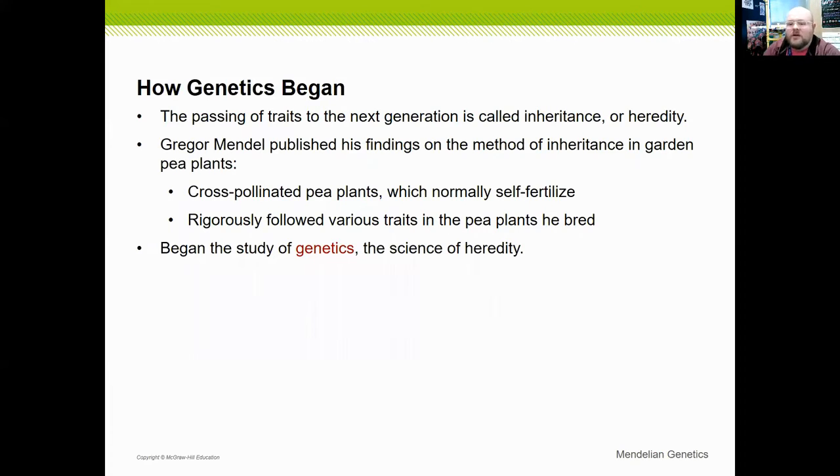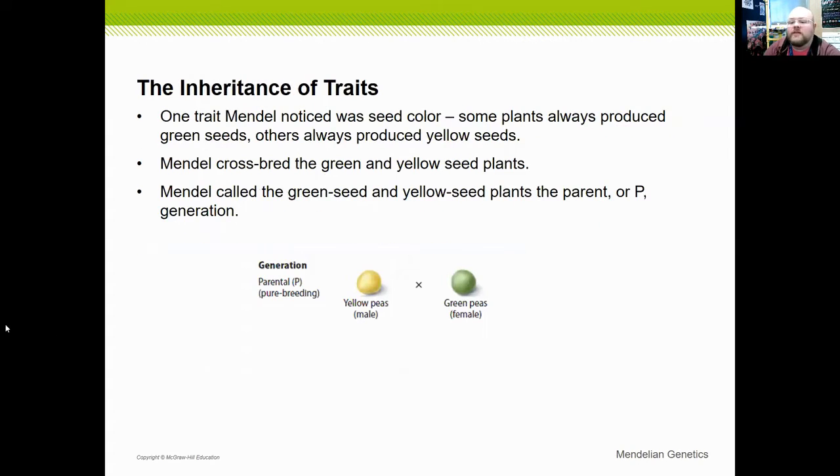What's going on here? Well, cross-pollinated pea plants, which normally self-fertilize, he noticed that they rigorously followed various traits in the pea plants that he bred. So by studying this, he began the study of genetics, which again is the science of heredity. One trait that Mendel noticed was seed color. Some plants always produced green seeds, others always produced yellow seeds.